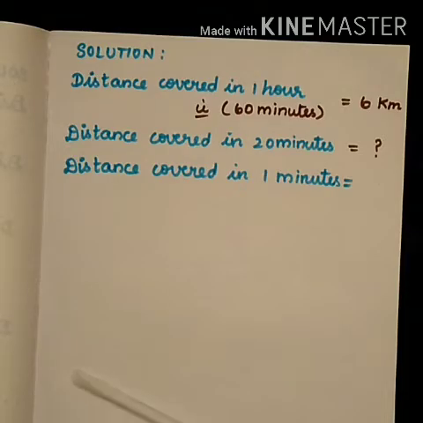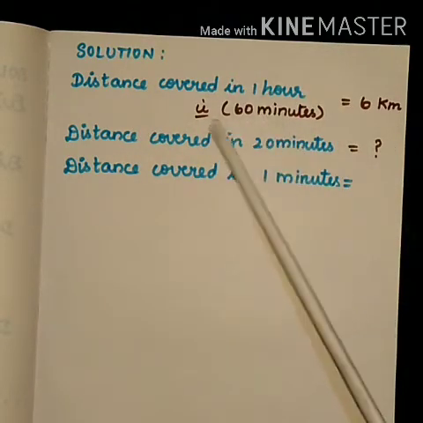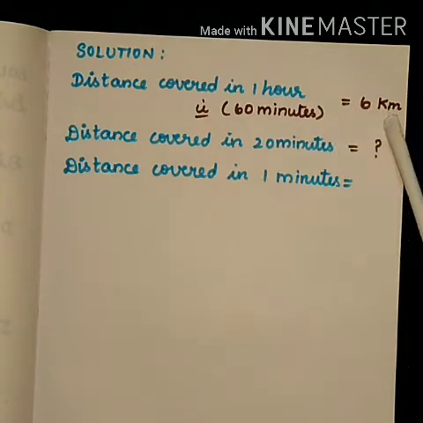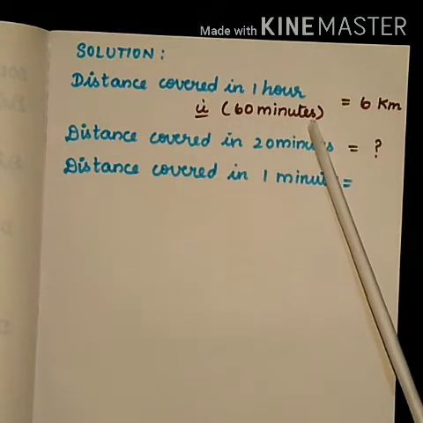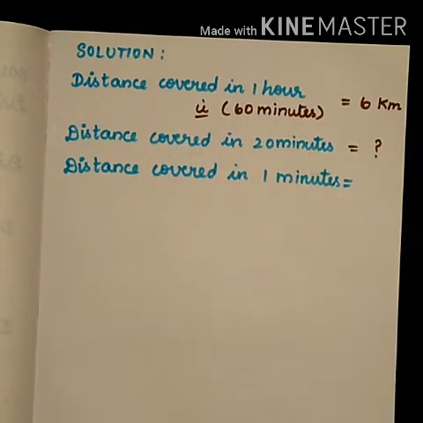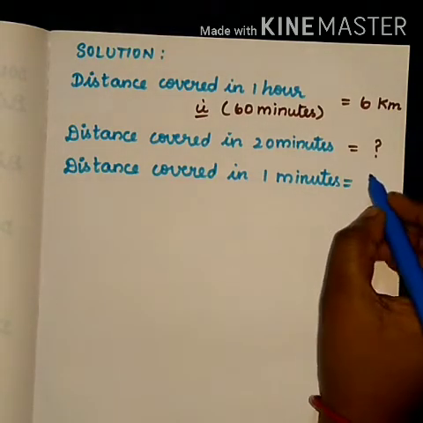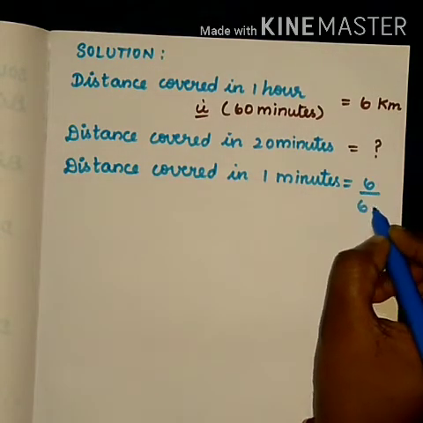Here the given question is the distance covered in 1 hour is equal to 6 km. That is, 60 minutes equal to 6 km. Students, as you already know, 1 hour is equal to 60 minutes. So the distance covered in 60 minutes is equal to 6 km. You have to find the distance covered in 20 minutes. By using the unitary method, you have to find the value of 1 unit first. So you have to find the distance covered in 1 minute. That is 6 km by 60 minutes.